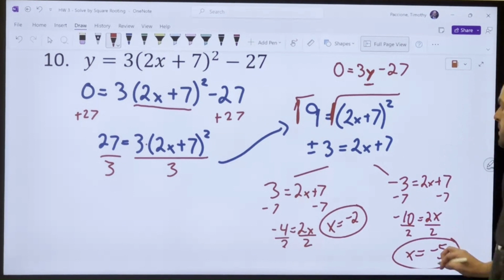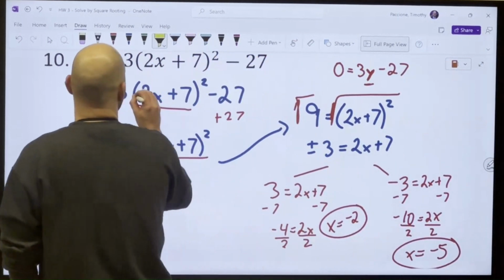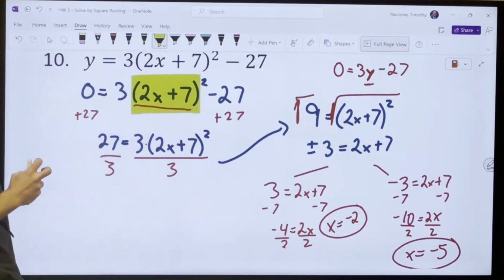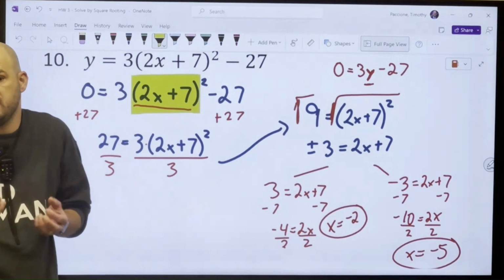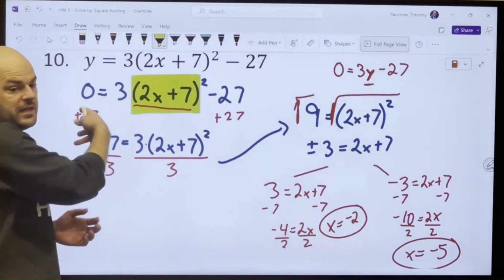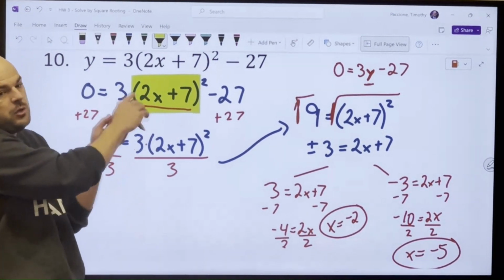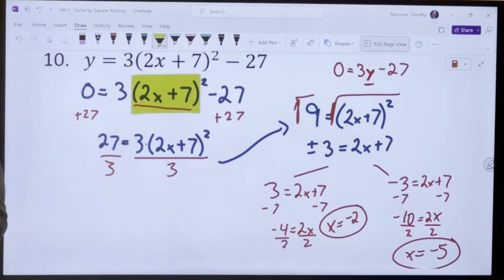Does that make sense? So treat this as if you had like x squared, right? What would you do if you had x squared? You'd move everything away so you could square root it. Same thing. You got to square root that big thing. Okay? Does that make sense? Yep. All right. Other questions?